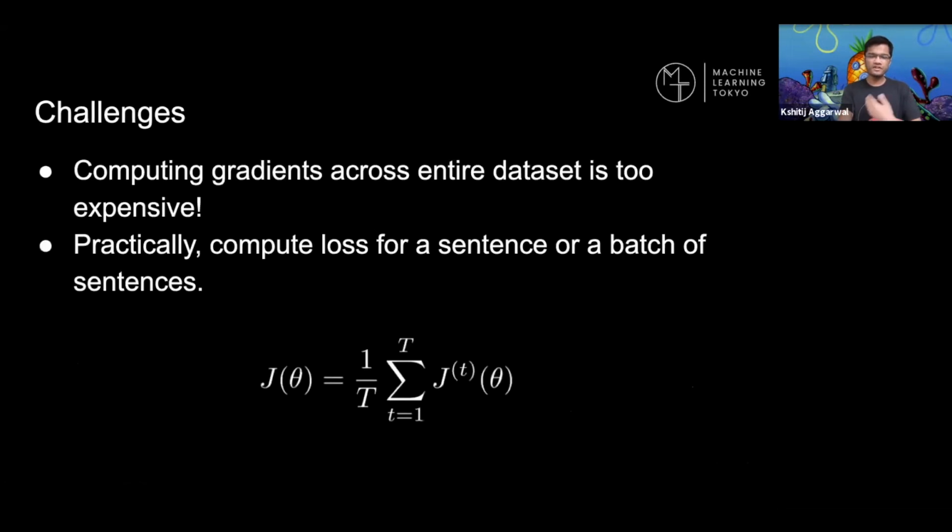So this creates an issue, because there are two issues primarily. Computing the gradients across the entire data set would be very expensive because my entire data set could have hundreds of sentences or multiple sentences. And for each step, for example, step number 101, I'll have to propagate it to step number 0, or time equal to 0, to calculate the total gradient at 101. And then I have to do that for 102, and then I have to add up all those gradients to compute the total gradient. So practically, we compute the loss only for a batch of sentences.